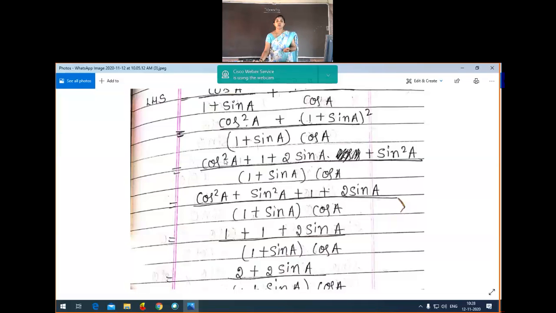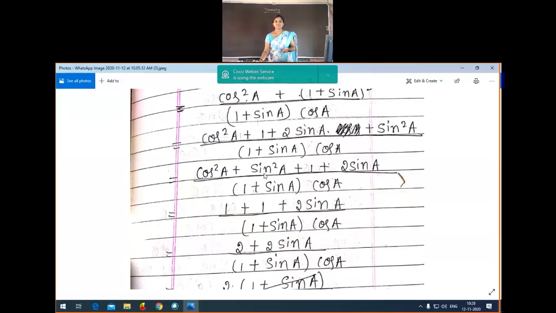Next step. Cos square A and sin square A are in the same numerator. So can we write it one side? Let us take cos square A plus sin square A one side, then this 1 plus 2 sin A another side, divided by 1 plus sin A into cos A. Now cos square A plus sin square A, what is the value? 1.